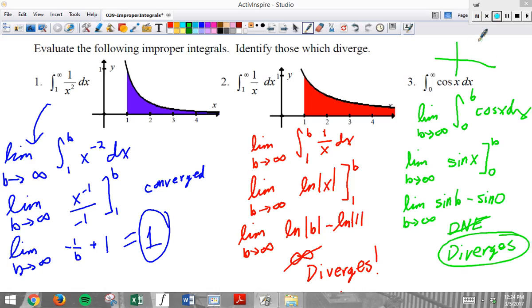In case you're having trouble picturing why sine's limit doesn't exist, you know what sine looks like. As I go further and further out, this is not approaching one particular value. That's what limits mean. I need to approach one value as I go toward infinity.